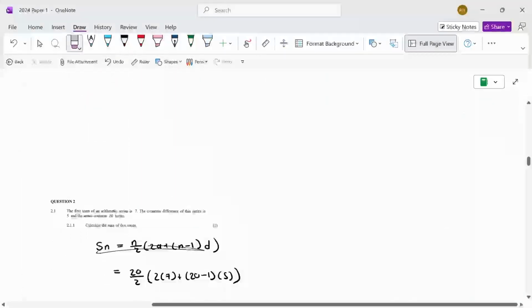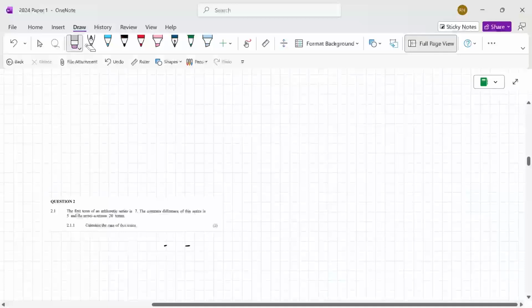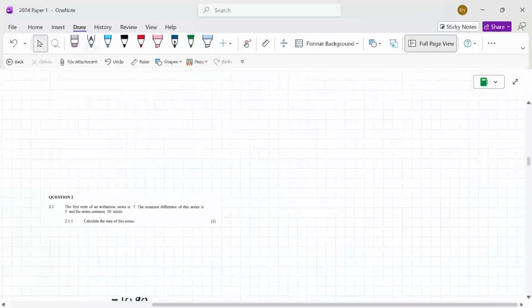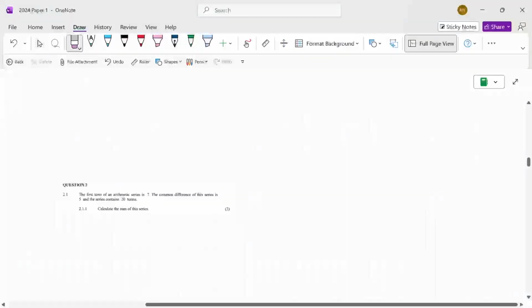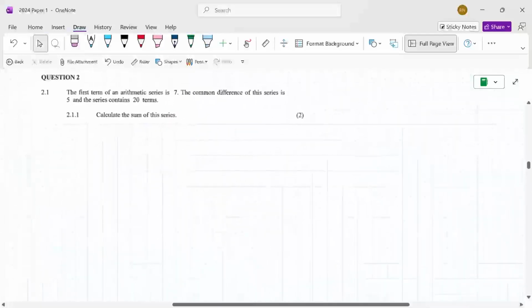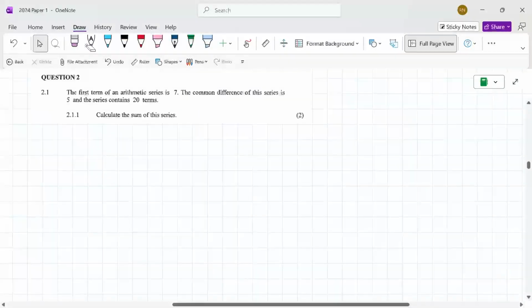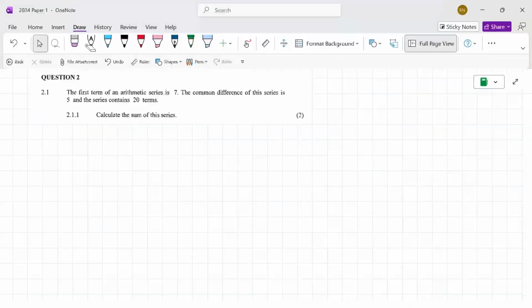So here we are given this. I want you guys to try this while I erase the rest of my paper. You're given that the first term in an arithmetic series is 7. The common difference in the series is 5, and the series counts 20 terms. Calculate the sum of the series.